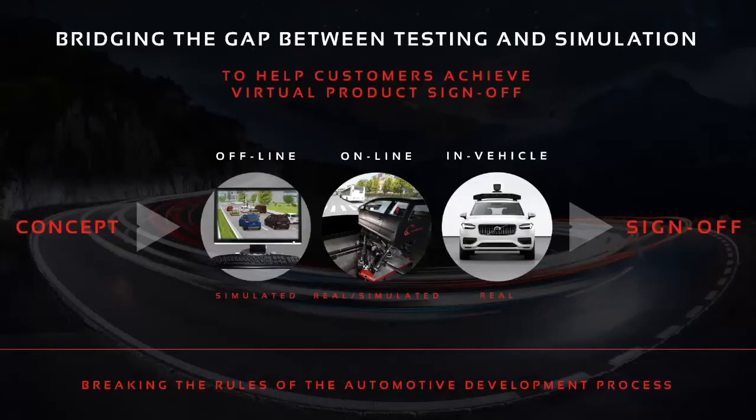The basic idea here is that instead of getting an idea, making some hardware and trying it out, we're shortcutting that. We're going to get an idea and simulate it. We're going to try some things out first, and then once we have a pretty good idea what we want, we'll build hardware and go from there. So really, we're shortcutting that whole traditional process and breaking the rules of traditional automotive development.